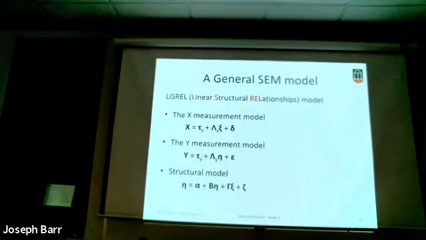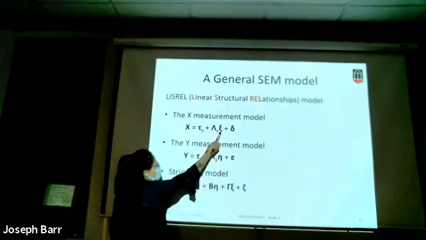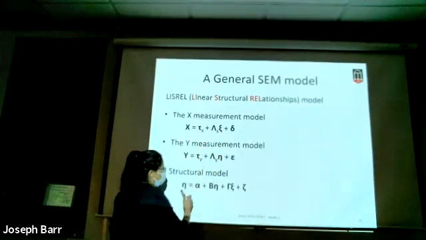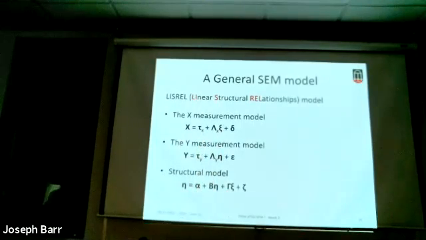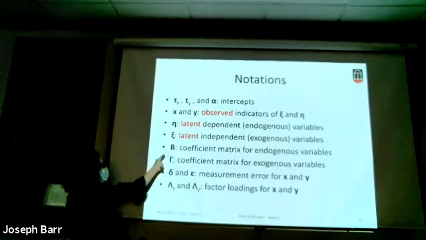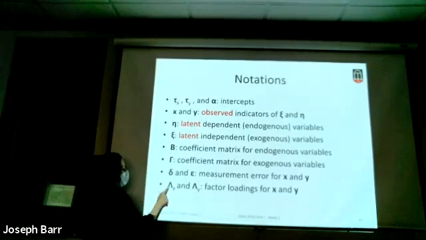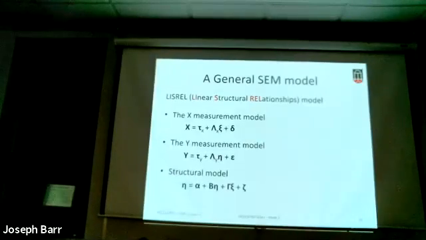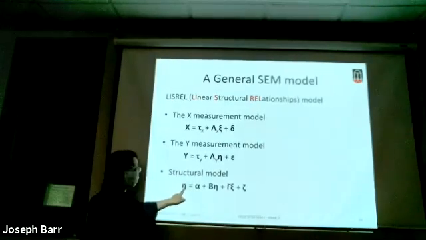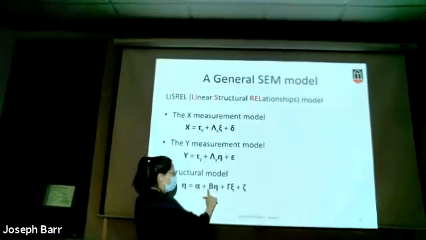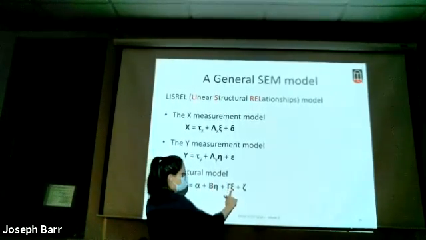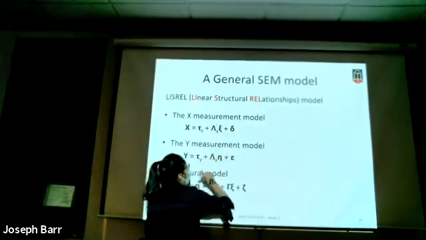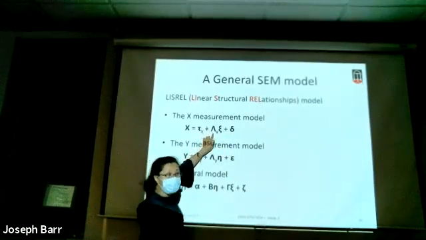So we have the observed part, the latent part, and we have intercepts, and also we have a lot of matrices. Beta, gamma, lambda, all of these are matrices. That's why they're bolded. This is a vector, this is a matrix, this is a vector, this is a matrix. All of these are vectors. This is the factor loading matrix.